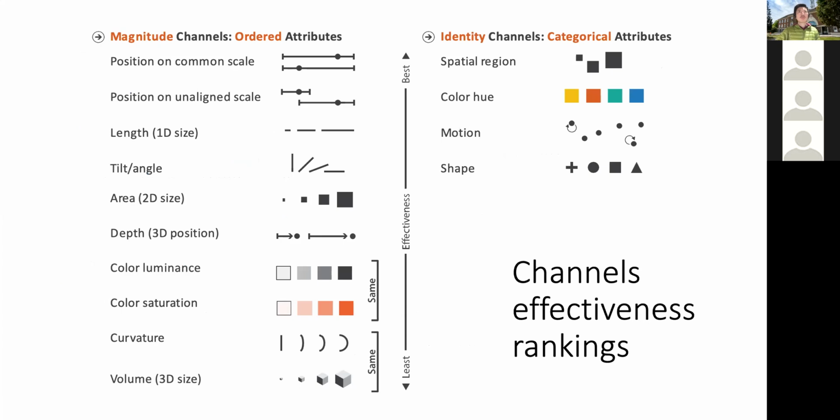For example, if I want to represent the price of my product, I know price is a quantitative or numerical attribute, so I should be looking at this side. Among all these channels, this one is the one on top, so I should use it to represent my price. That will be the most effective representation. Does that make sense?